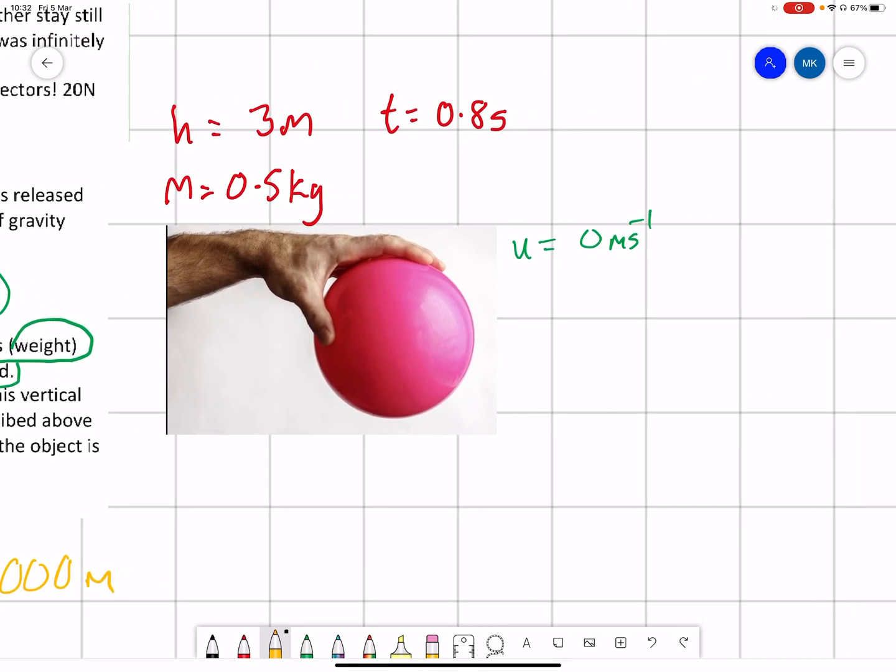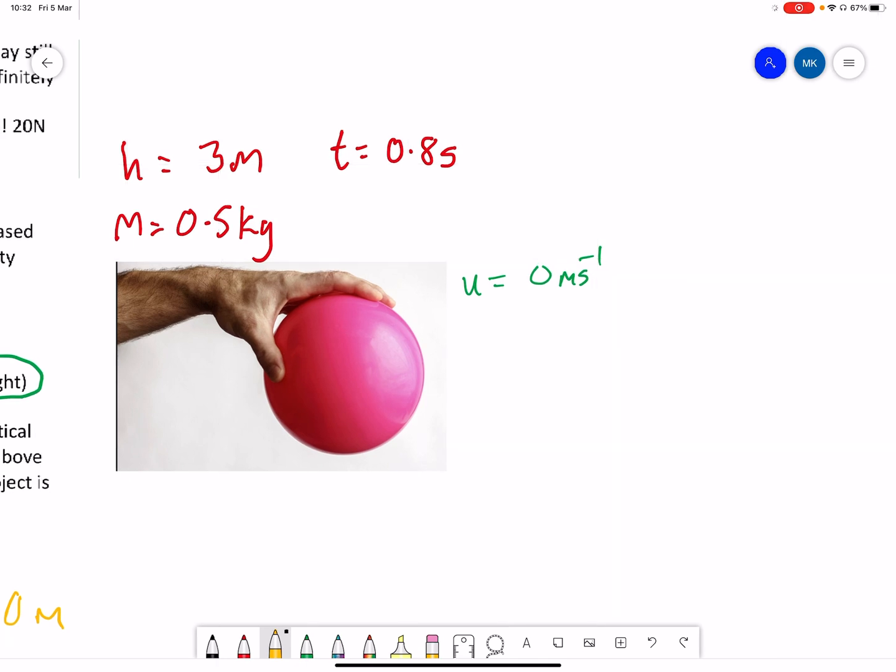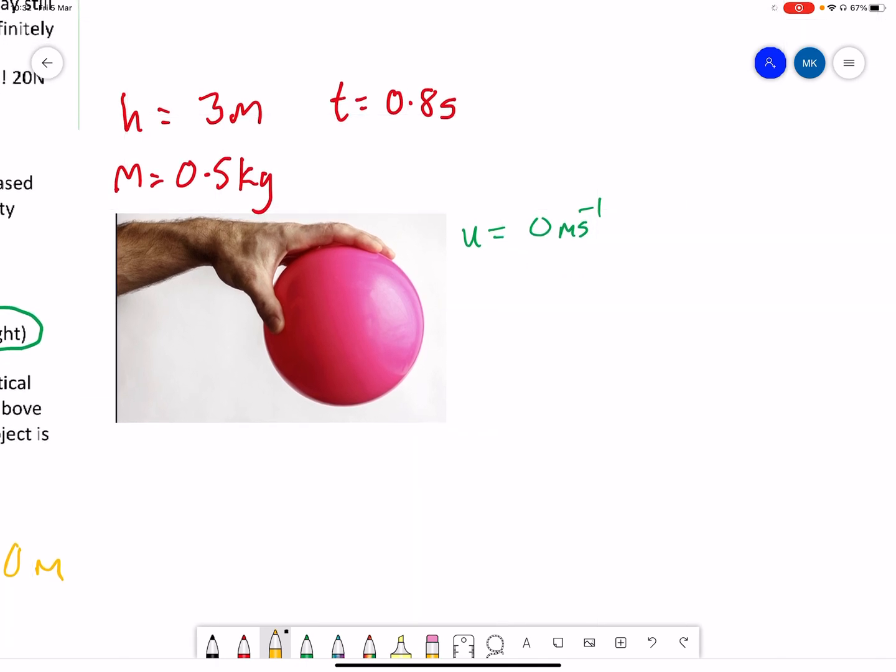I just wanted to give you a little tester question in here. Let's go back to dropping this ball. Let's say I drop this ball from 3 meters high. The ball has a mass of 0.5 kilogram, and the time it took, I maybe used a stopwatch. I did it 3 times, took an average. The average time that I got was 0.8 seconds, and it started off at obviously rest, 0 meters per second. I want to try and calculate its speed just before it hit the ground.